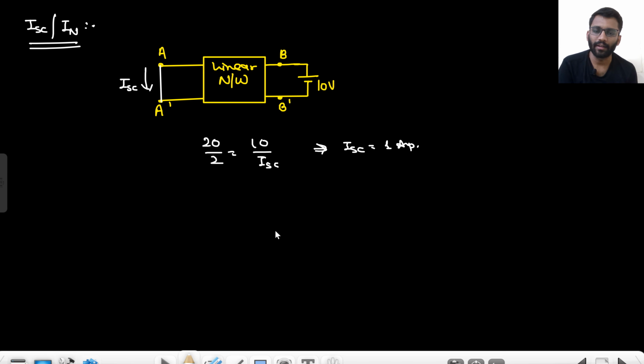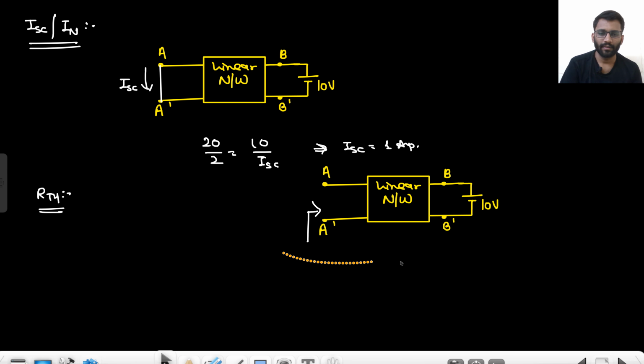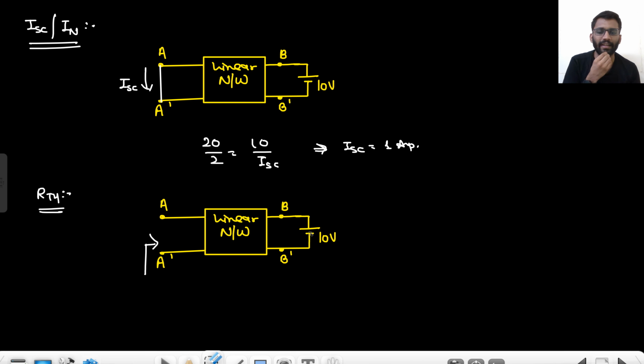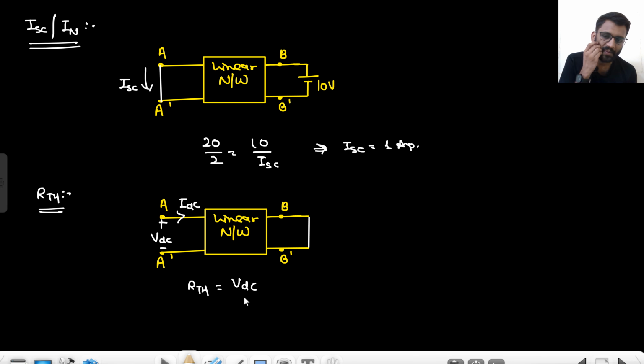Now I need to find what? RTH. Okay. So let's just make the circuit for RTH. Copy it. For finding RTH, first thing, short circuit this, because no independent source is allowed when we are finding RTH. So the independent source is gone. So now what will I do? I will just apply a VDC here and get IDC out of it. Right. So my RTH would be VDC by IDC.